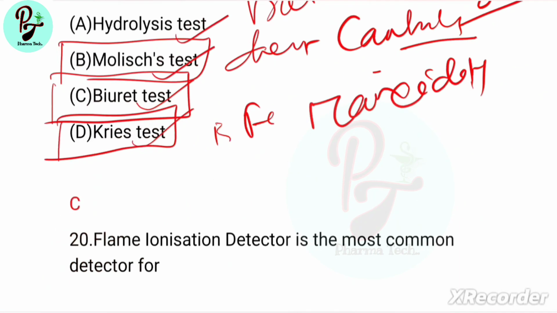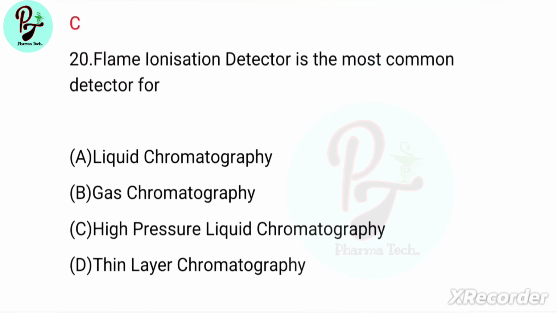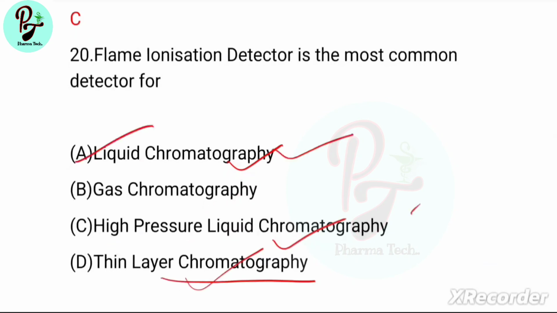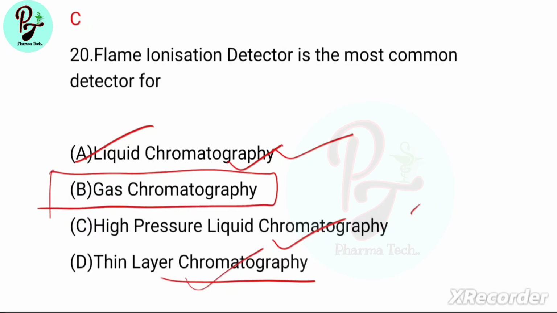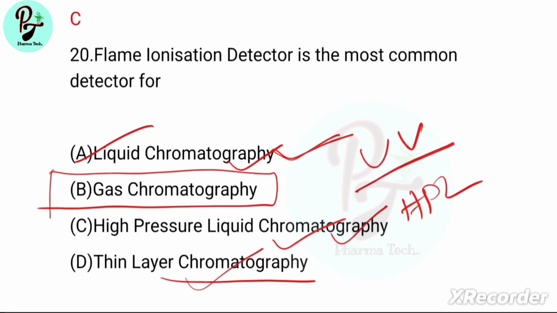Next question: flame ionization detector is the most common detector for, options are liquid chromatography, gas chromatography, high pressure liquid chromatography, thin layer chromatography. Answer is gas chromatography. For liquid chromatography, high pressure liquid chromatography, HPLC, and thin layer chromatography, UV detector is the most common detector for all these three.